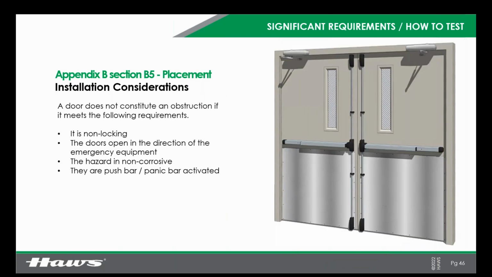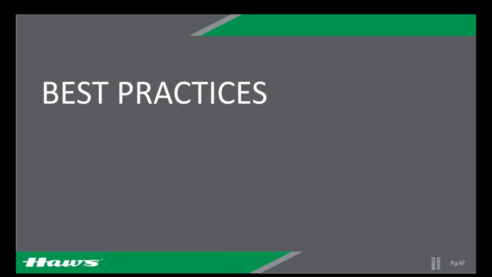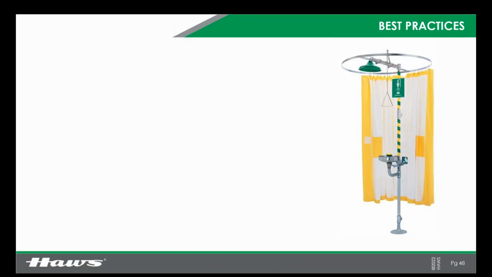Okay. You can have a door, but it has to meet certain criteria. It has to be non-locking. Doors have to open in the direction of the emergency equipment, okay, so that you can push through the doors rather than stop and pull. The hazard has to be non-corrosive immediately. If it's corrosive, you cannot have doors in place. You have to have emergency equipment as close as possible and immediately available. And they have to be push bar or panic bar operated so that, again, you can push the door open as you panic in the direction of the emergency equipment, okay? So doors allowed, but within a certain set of rules.